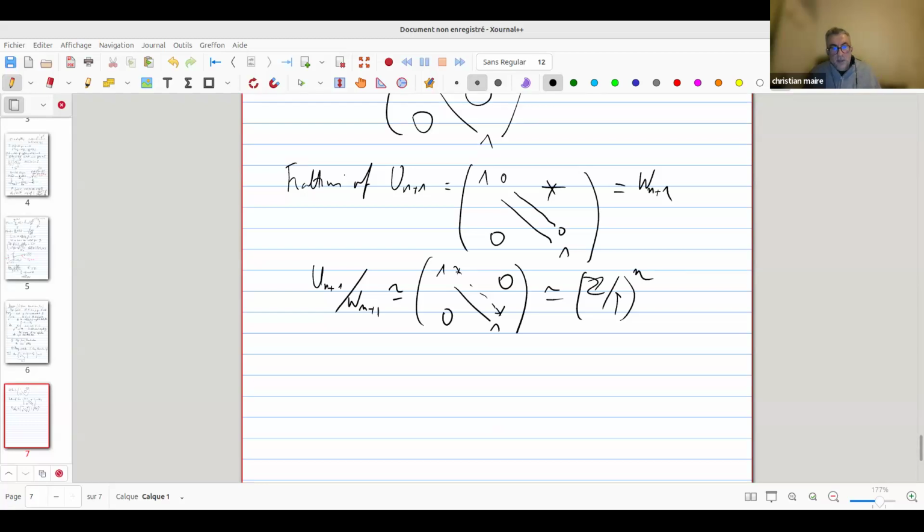Okay, so we have this map, maybe I can write it. We have this exact sequence, with the center Un+1 and Un+1 bar.